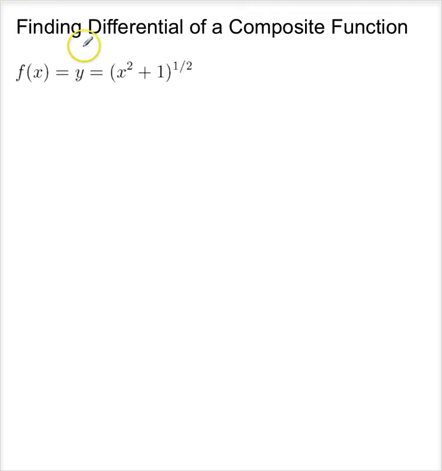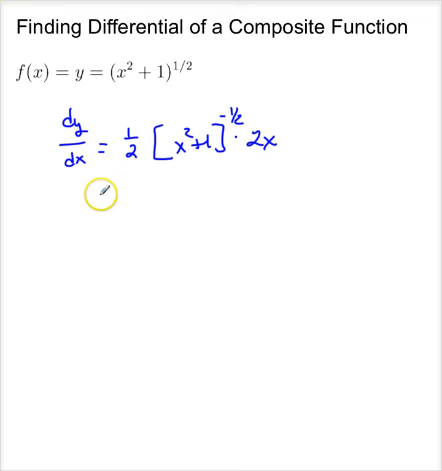Now what if I want the differential of a composite function? That's a little bit more work. You do the exact same thing. dy dx is equal to, it's going to do this. This is 1/2 times x squared plus 1 to the minus 1/2 times 2x. I'm going to simplify this as x divided by the square root of x squared plus 1.